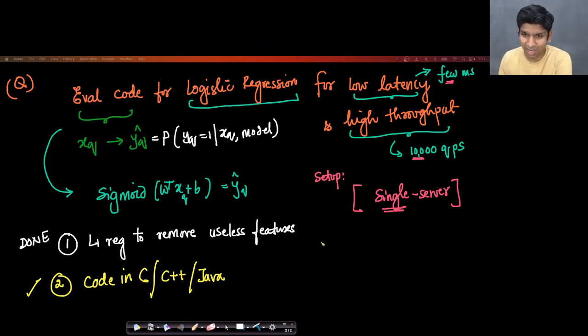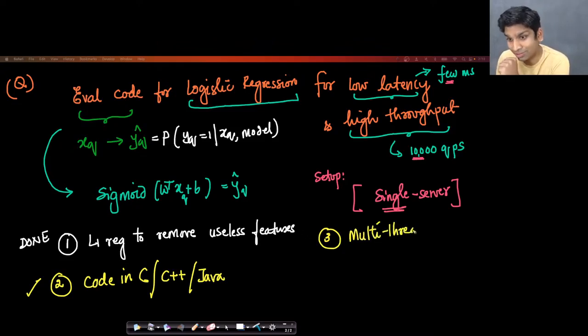Okay, one other nice idea: Anurag has a very nice suggestion. Anurag says, hey, let's use multi-threaded code. Yes, very good idea. Somebody asked a while ago, right? What is the difference between low latency and high throughput?